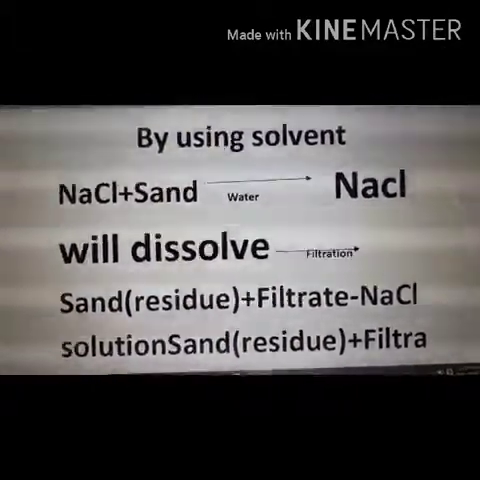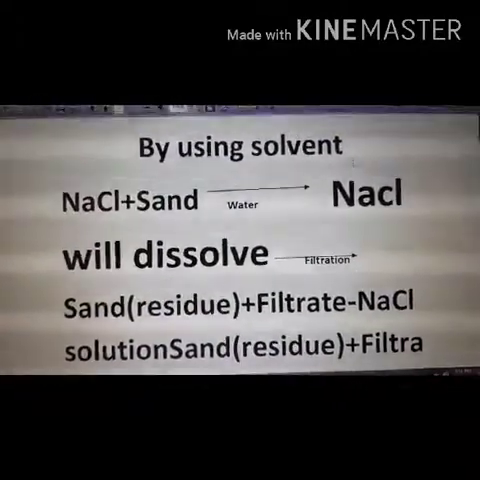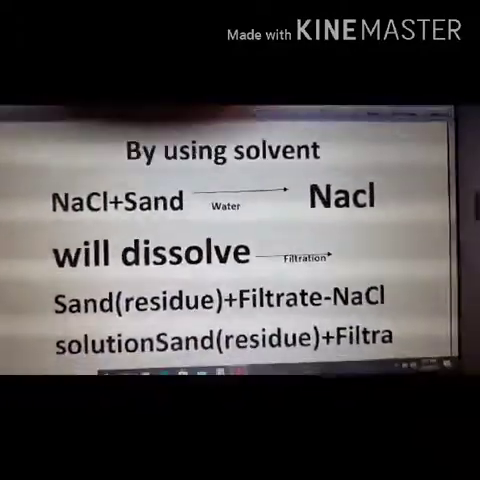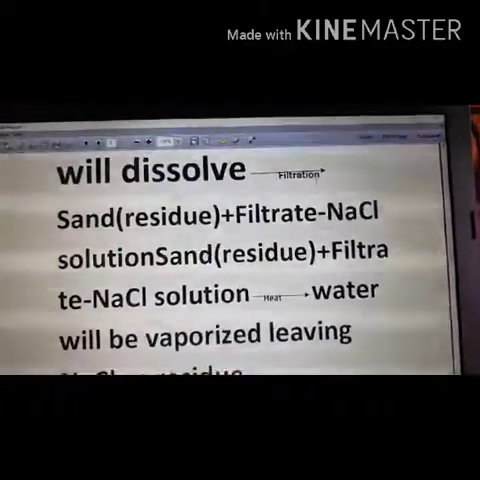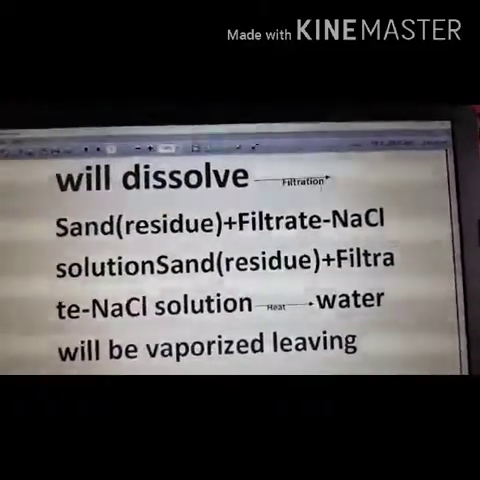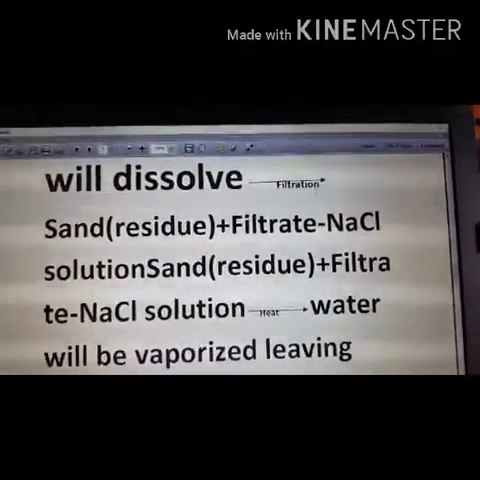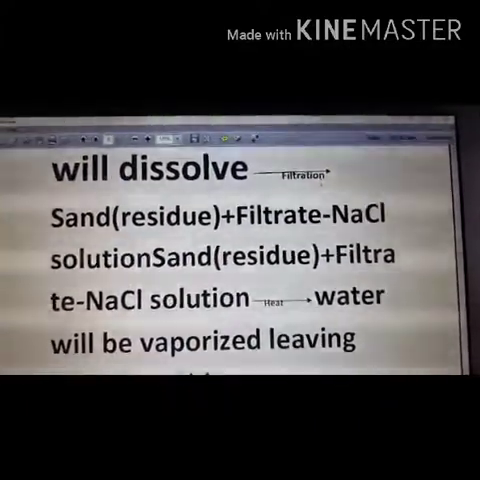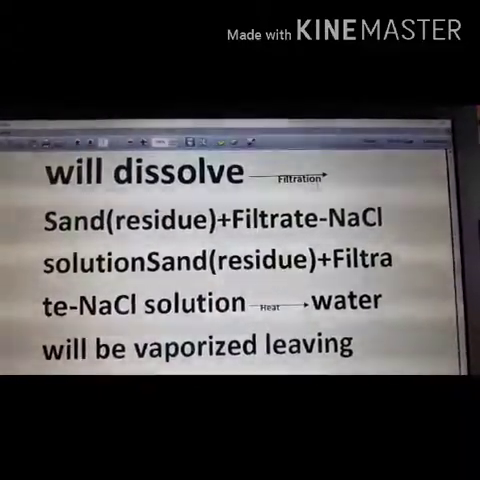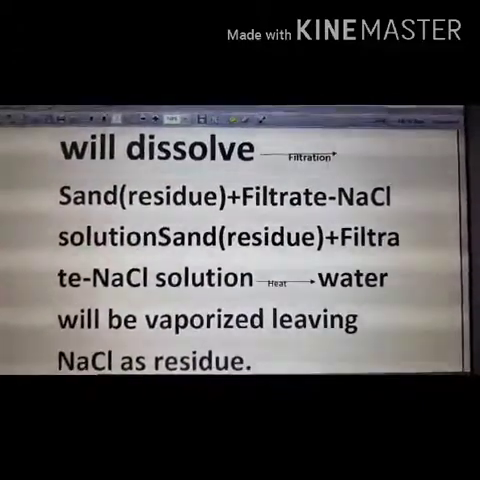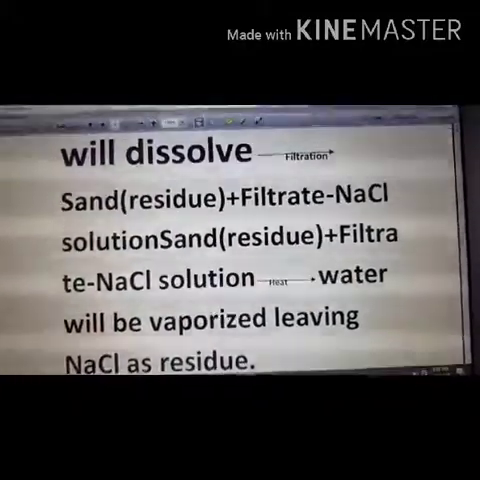Now, after the filtration, sand will remain as a residue. That means sand is getting separated. Now the NaCl solution will be at the bottom. Heat it, the water will vaporize, leaving NaCl as a residue.